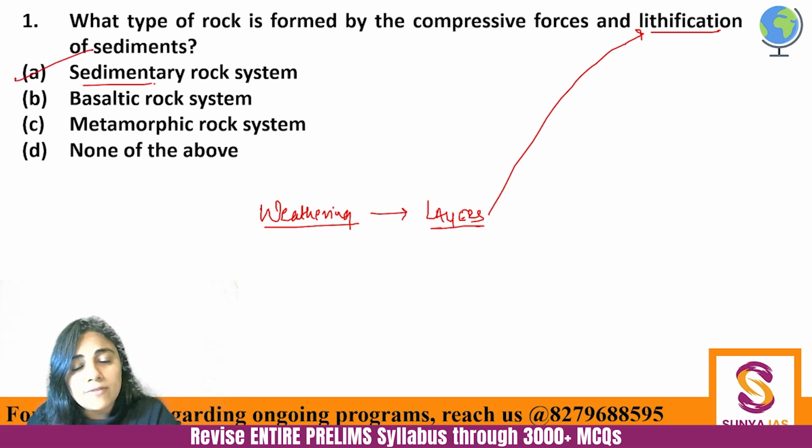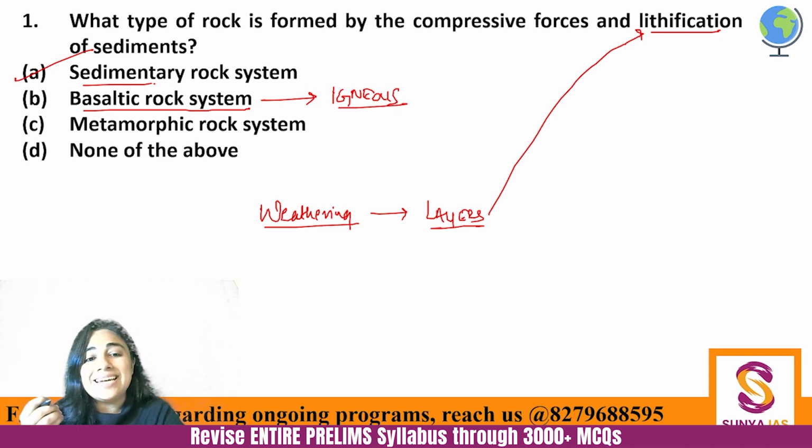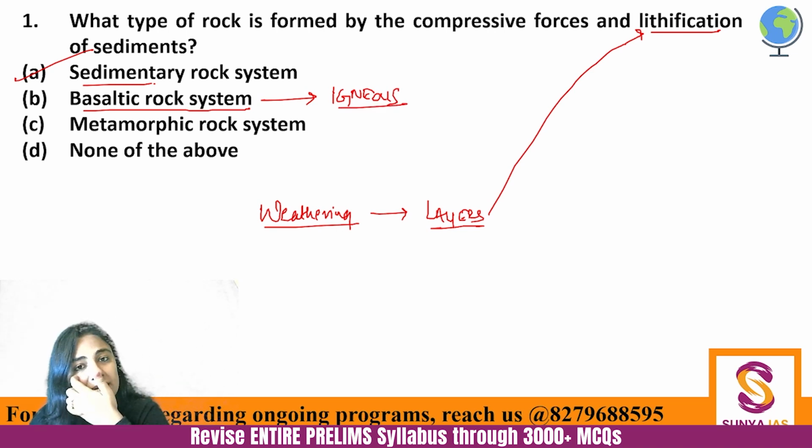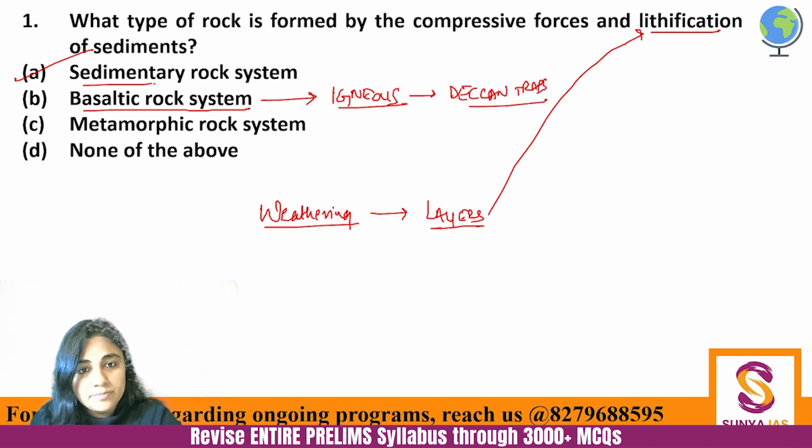Now what is our cue always? Always see the rest of the options also. When you are studying PYQs also, you have to study the rest of the options. Okay, so basaltic, what is the basaltic rock system? The basaltic rock system is an igneous rock system wherein basaltic magma comes out as lava. It forms a plane surface, and the entire Deccan Traps that we have in India are nothing but the basaltic rock system. Okay?